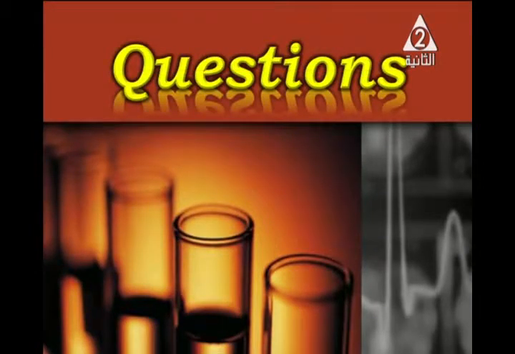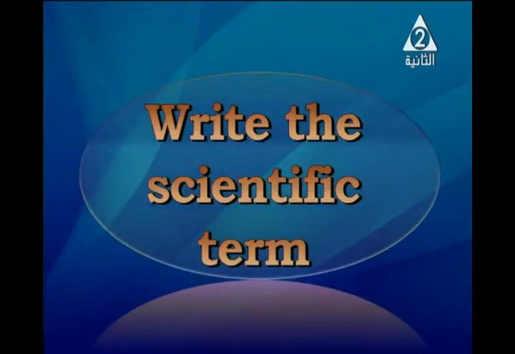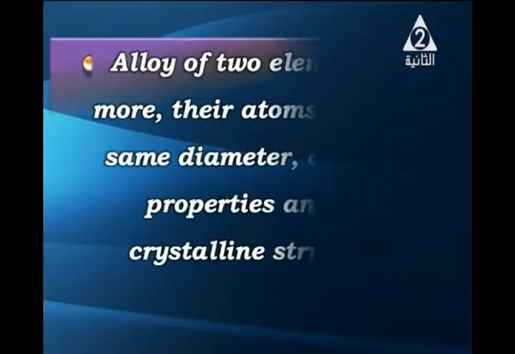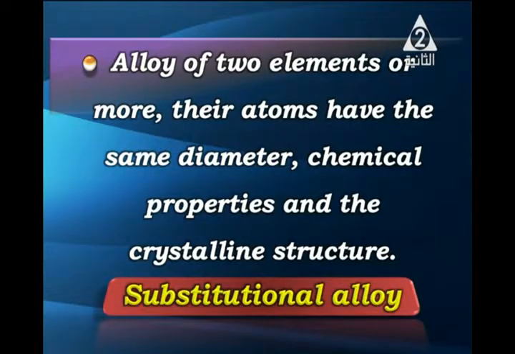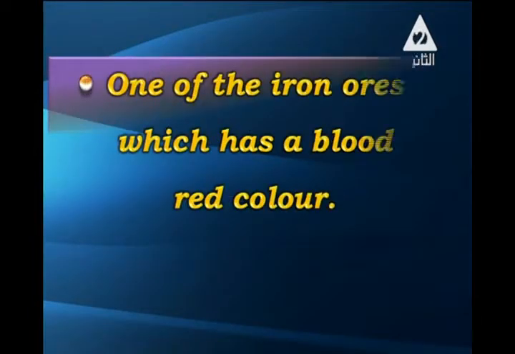Now, my dear students, we are going to discuss some questions on this part. The next type of question is write the scientific term. Alloy of two elements or more, their atoms have the same diameter, chemical properties, and crystalline structure. If you think about it, yes, the answer will be substitutional alloy. Next point. One of the iron ores which has a blood red color. Yes, the answer is hematite.